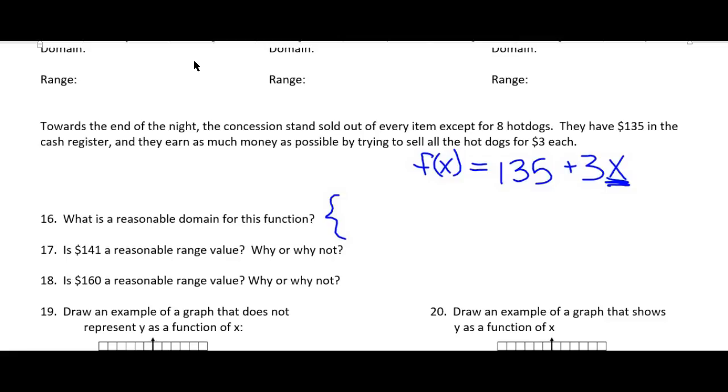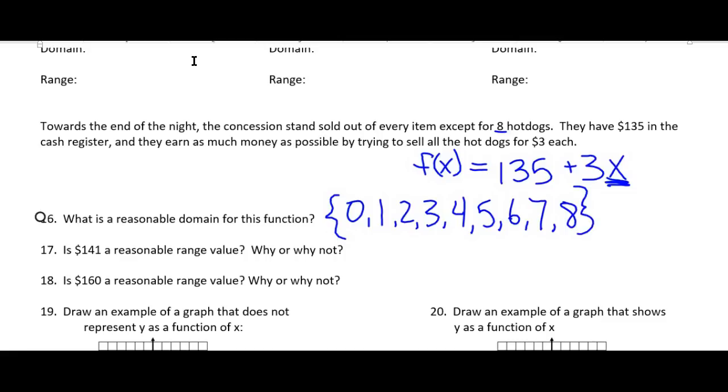Well, they could sell 0, that's the lowest case, or they could sell up to 8, that's the highest case, and any whole number in between. They can't sell decimals, they can't sell fractions, they can't sell negative numbers, so they can either sell 0, 1, 2, 3, 4, 5, 6, 7, or 8. So the only possibilities.